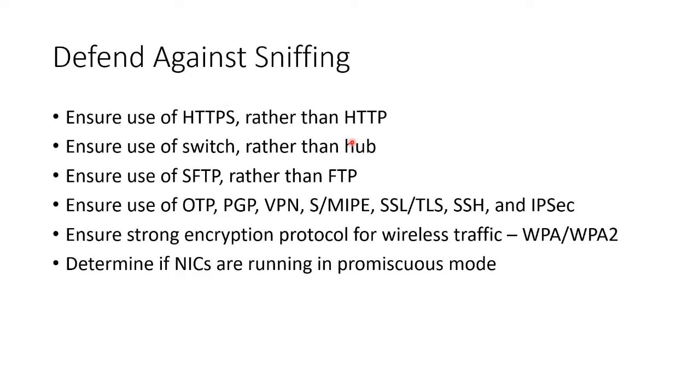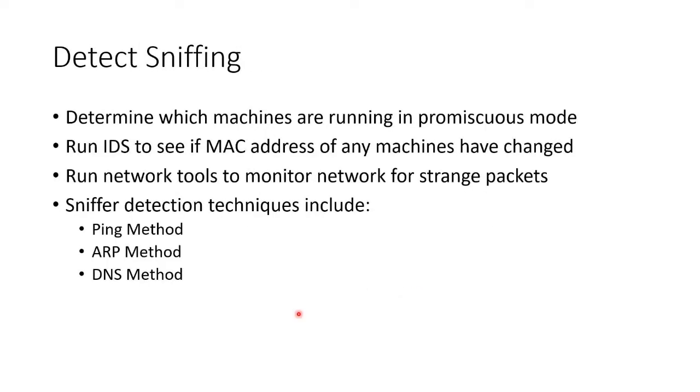Use switches rather than hubs, although with ARP poisoning, switches don't really help either. Use VPN protocols so that you are encrypting. Now, we can still gather information, even when there's a VPN, we can see at least the outside source and destination. Use strong encryption protocols for wireless traffic, although we can break these. And determine if network cards are running in promiscuous mode. There are tools that will hunt for sniffers.